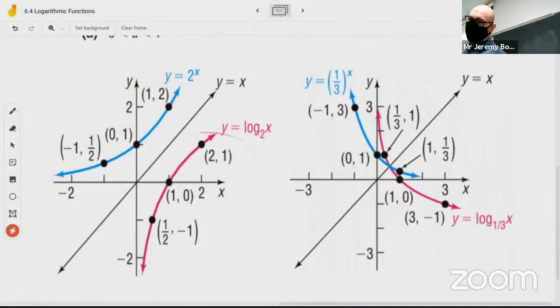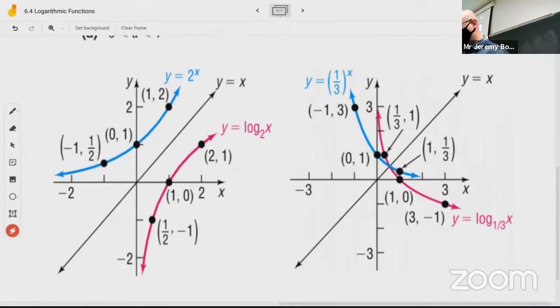So if you ever have a hard time graphing a logarithmic function, which we're going to talk about how to do in a little bit, if you ever do run into trouble with it, you can find the exponential one, graph it, and switch the ordered pairs. That's going to be your logarithm.